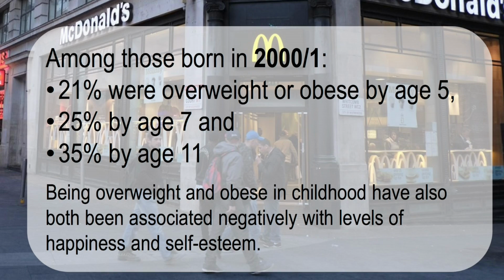But what we've been able to see in the Millennium cohort is that when they were age 5, 21% of the children were classified as overweight or obese, and that's using the BMI, body mass index. And with the same children, by age 7, this had gone up to 25%. And actually, quite a huge increase by age 11, it was more than a third, at 35%. And we've also seen how negatively being overweight and obese is for their reported happiness and self-esteem levels.